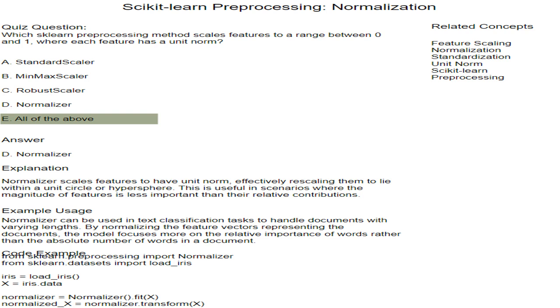Preprocessing, the process of preparing data for use in machine learning algorithms. It can involve cleaning, transforming, and scaling data to improve accuracy and efficiency.